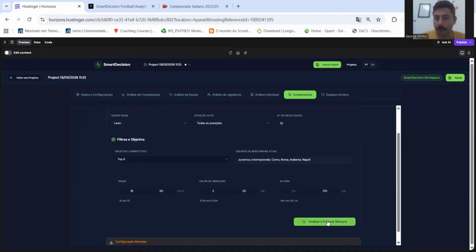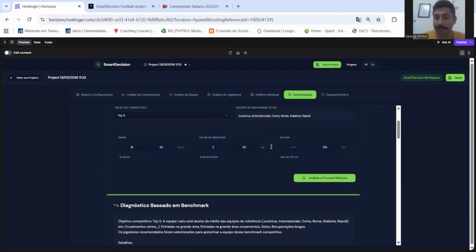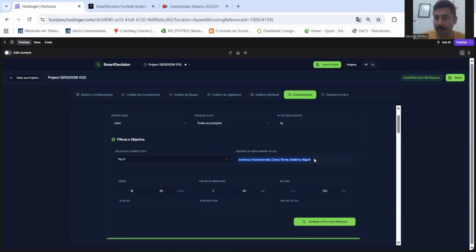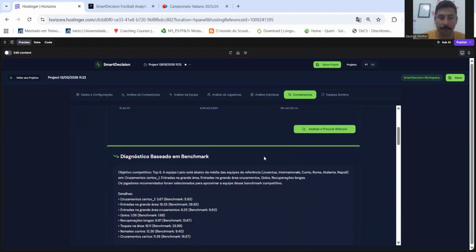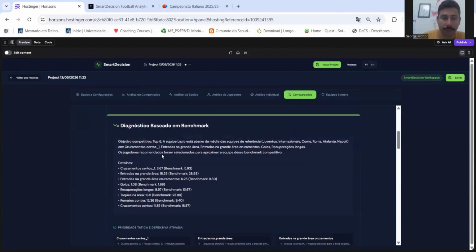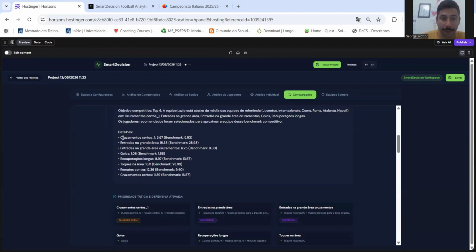And when I put it and analyze and look for reinforcements, it will already tell me what those teams that were above Lazio did well. So this already gives me a diagnosis, right? That is inaccurate crosses, right? Lazio had 3.77, and the average of those teams was 5.93. So they need to improve their crosses, right?